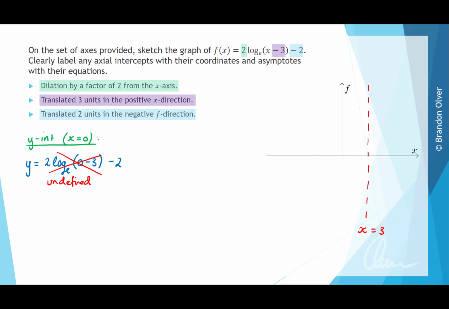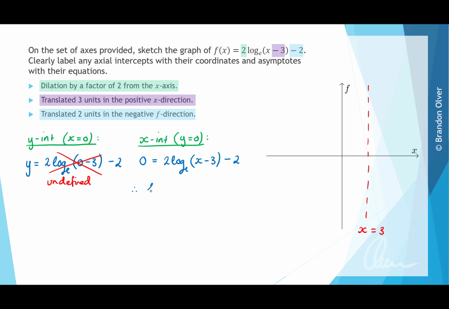Therefore, there's no y-intercept, and that's because we have an asymptote here and our graph is going to go in the positive x direction. Next, we can find the x-intercept of the graph, and that occurs when y is equal to 0. So for our rule, we're going to have 0 is equal to 2 log e of (x minus 3) minus 2. Next, we're going to get the log e of (x minus 3) by itself by adding 2 to both sides of the equation, then dividing by 2.